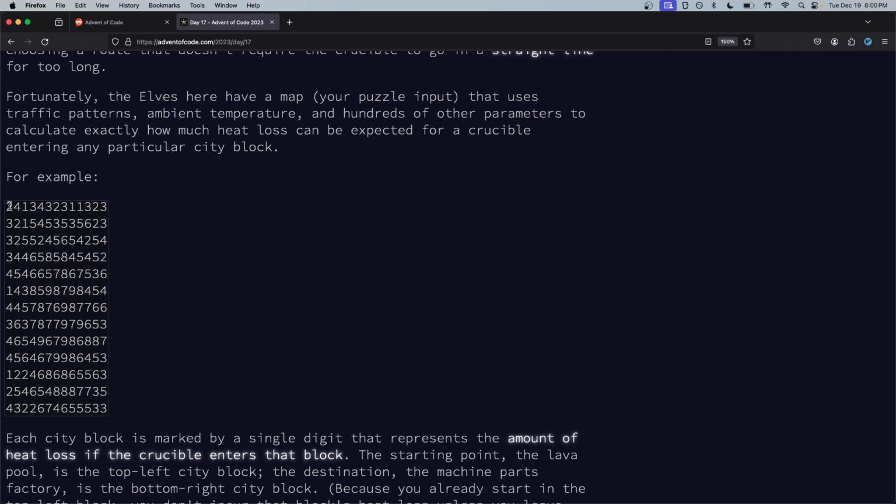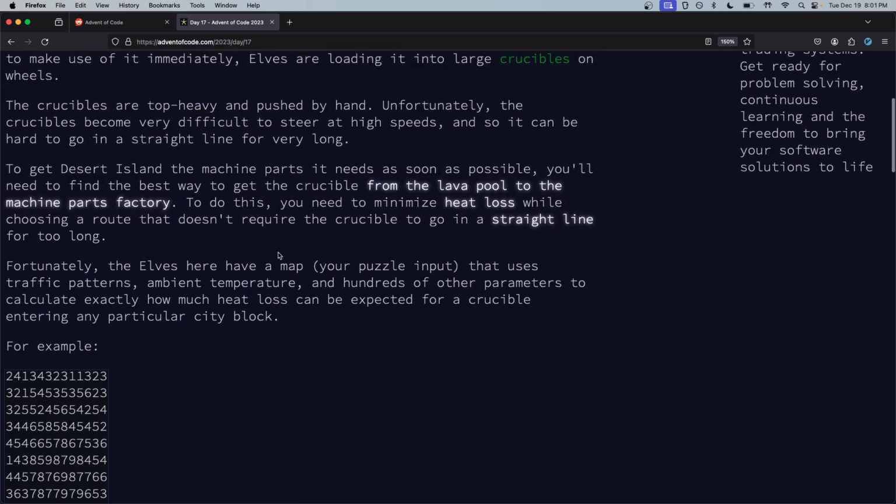Heat loss is defined such that each tile we touch from the start, we incur that heat loss. So if we started up here, went down, we would incur a heat loss of 3, went right, we would incur a heat loss of 2, went right again, heat loss of 1, went down, heat loss of 5, etc. To make this a little bit more difficult, there are a couple of restrictions on how the crucible can move.